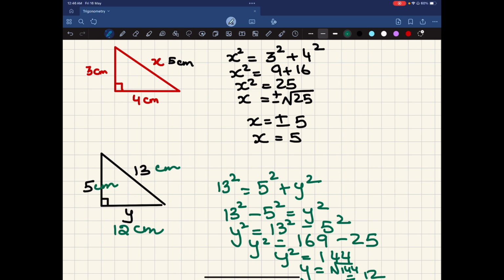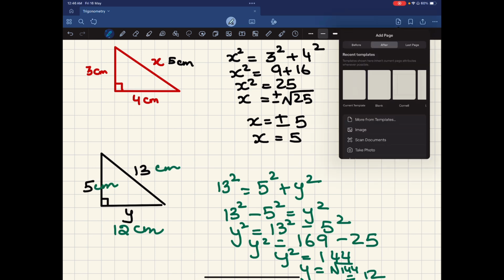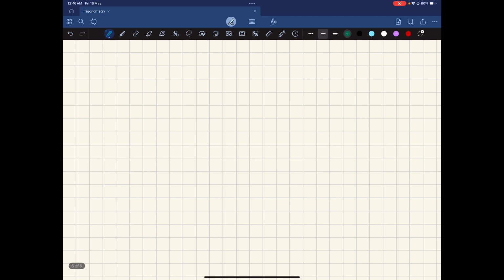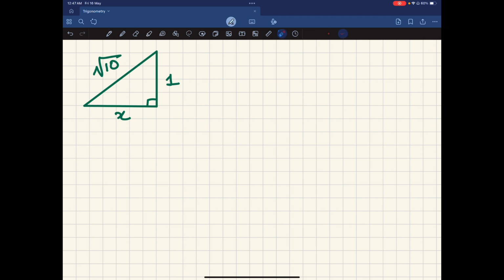Okay. This is not at all a complicated topic. Okay, let's do another one where they can try and confuse you by using surds. Okay, so the first thing to notice, is it a right angle triangle? Yes. Then we need to figure out which side is the hypotenuse.